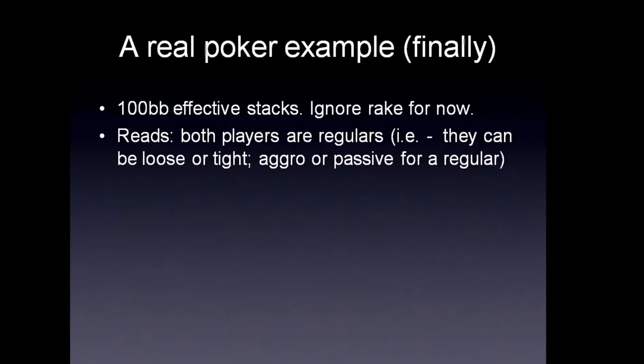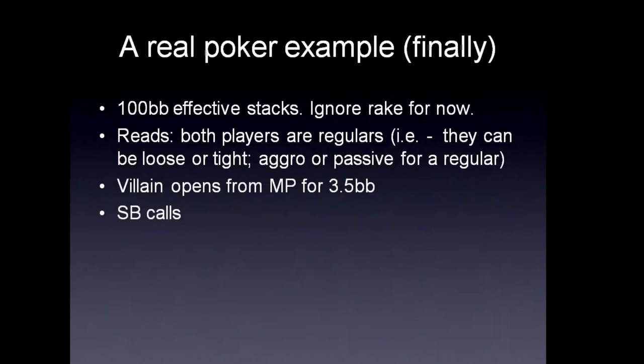So once again, we're going to need those weights. We're going to need to come up with the range of all regulars that could fit under this description that we have of them, which are just regulars. So our villain opens from the hijack for 3.5 big blinds. The small blind calls. We don't really need to worry about the small blind right now. Maybe we'll take a look at what happens in a three-way flop. Check raising like 2 players, but for now it's just going to be 1.